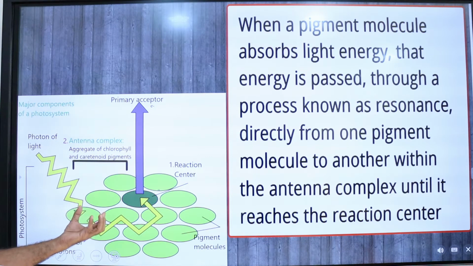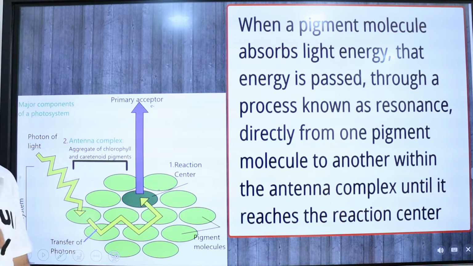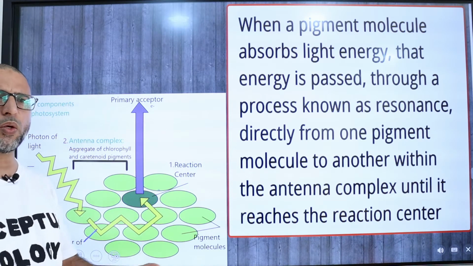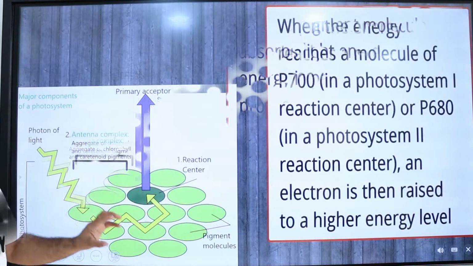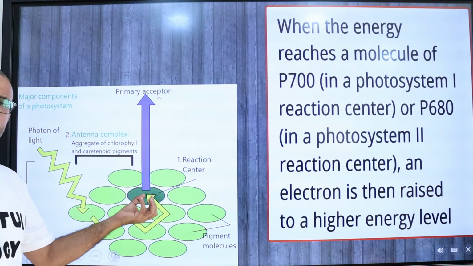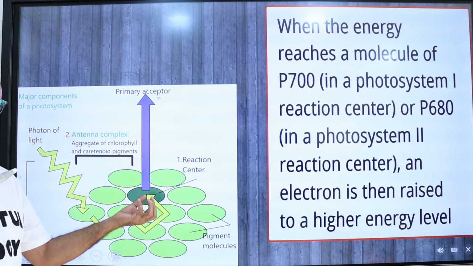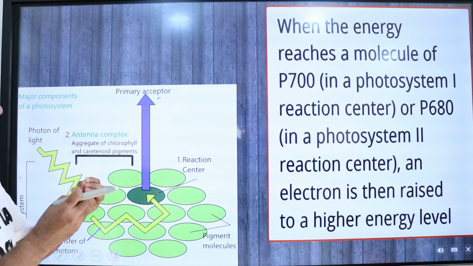When a pigment molecule absorbs light energy, that energy is transferred from one molecule to another through a process known as resonance, directly from one pigment molecule to another pigment molecule. Ultimately, that is shifted to reaction center. When the energy reaches the P700 chlorophyll A molecule in photosystem 1 or P680 chlorophyll A molecule in photosystem 2, then an electron is raised to a higher energy level.